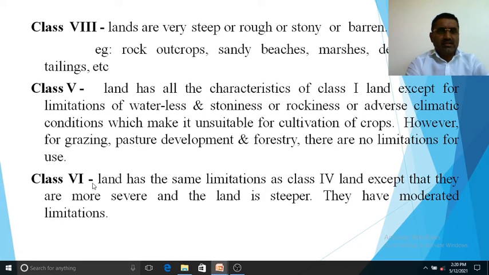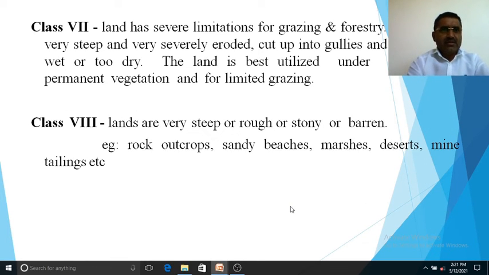Class 6 land has the same limitations as class 4 land except that they are more severe and the land is steeper. They have moderate limitations. Class 7 land has severe limitations for grazing and forestry. The land is very steep and very severely eroded, cut up into gullies, and is either too wet or too dry. The land is best utilized under forest and permanent vegetation and for limited grazing.